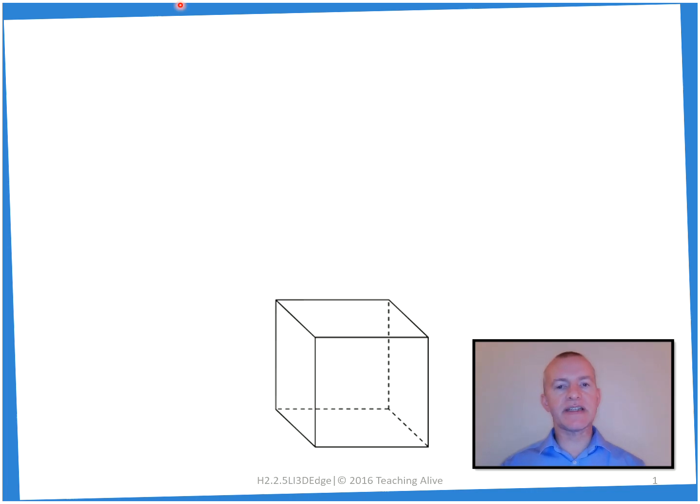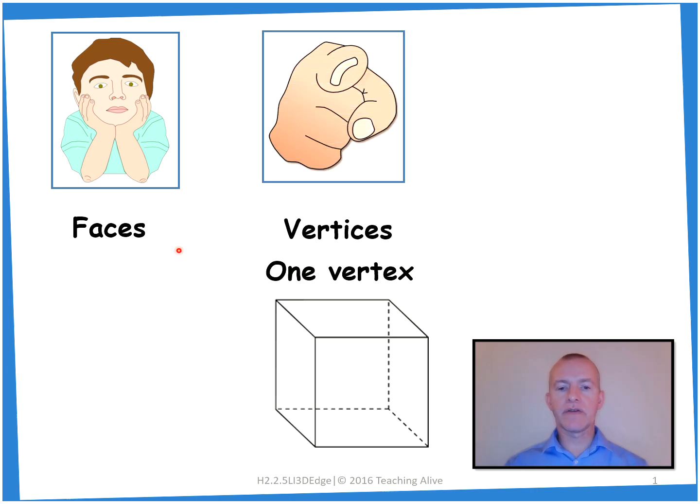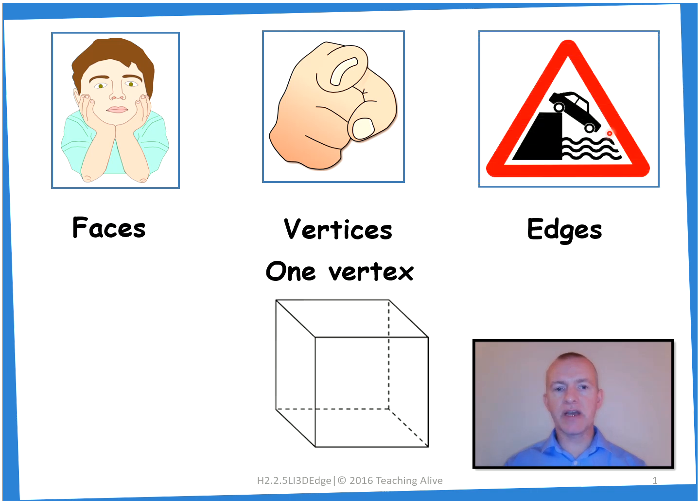We have briefly covered describing 3D shapes in our Describe video and looked at faces and vertices in more detail in 2 further videos. See the links below to recap. Now we are moving on to explore edges, and we have a picture of a car falling off a cliff edge to help us remember edges.